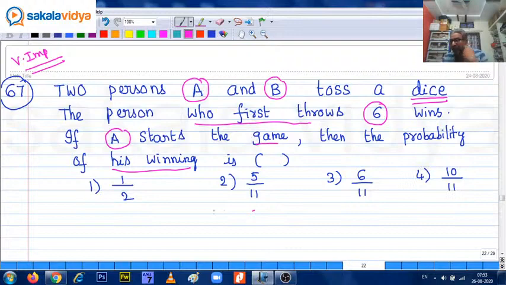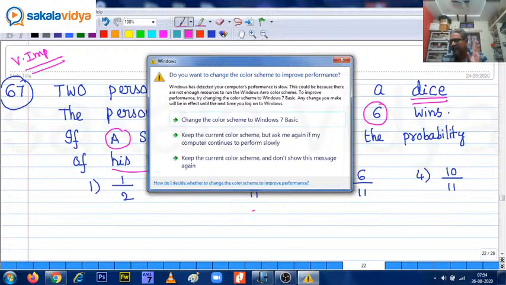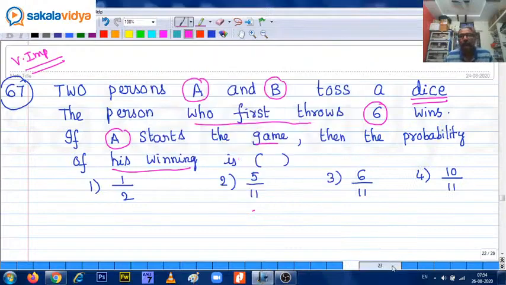But if A begins the game, then what is his winning probability? If two persons are rolling the dice, A must win in the first attempt. Otherwise, in the first attempt A must fail, B must fail, and in the second attempt A must succeed. Then A will be declared the winner. Or in the first two attempts both fail, and in the third attempt A gets the success. Like that it will continue until A wins the match. So we need to write like this.